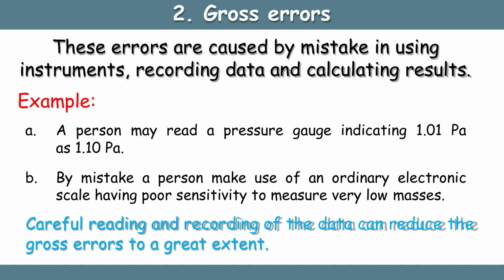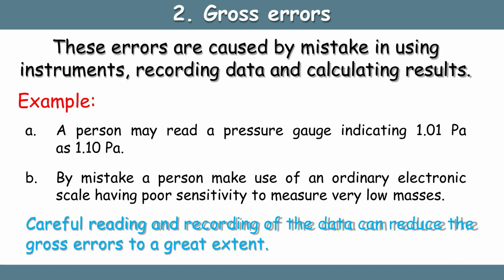Next comes the gross error. These errors are caused by mistakes in using the instruments, recording data and calculating the result. Suppose a person reads a pressure gauge indicating 1.01 Pascal as 1.10 Pascal. By mistake, a person may use an ordinary electronic scale having poor sensitivity to measure very low masses. So these are the gross errors.